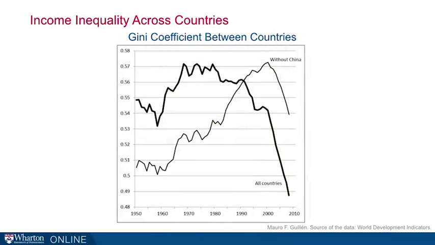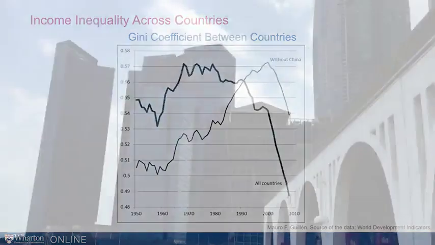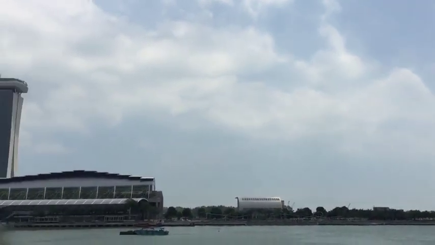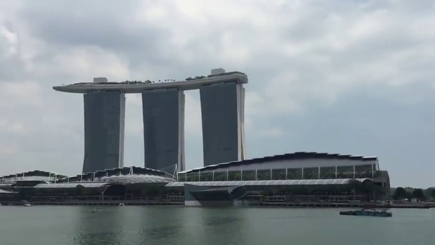First of all, income inequality across countries in the world has been on the decline since about the year 1990. And if you exclude China from the calculations, which is a country where incomes have been growing very quickly over the last 20 years, then we see that income inequality has been on the decline since more or less the year 2000.